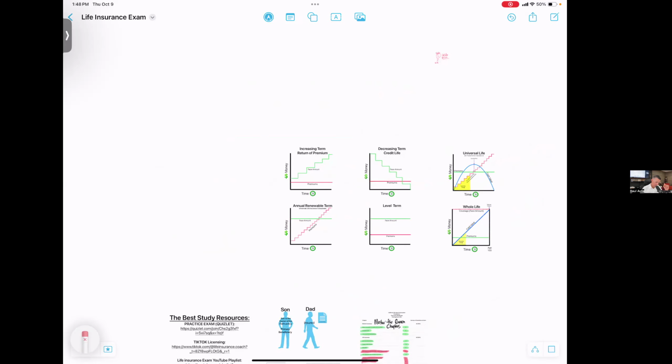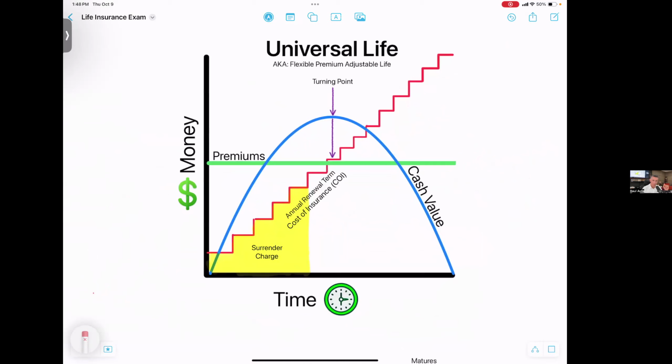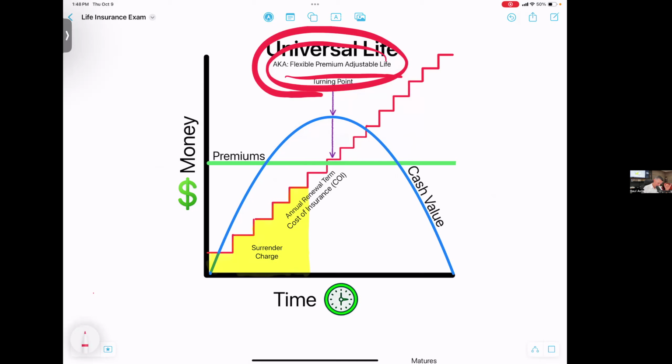Perfect. And here's a visual of universal life. See the annual renewable term part of it? Cash value grows, but then it drops because the cost of insurance is more than your monthly payment, your premium payment. You see where the cost of insurance became higher than the green line. The red line becomes higher than the green line, so the cash value starts going down at that point. Flexible premium adjustable life. You've got to remember this too. Universal life is also known as flexible premium adjustable life.